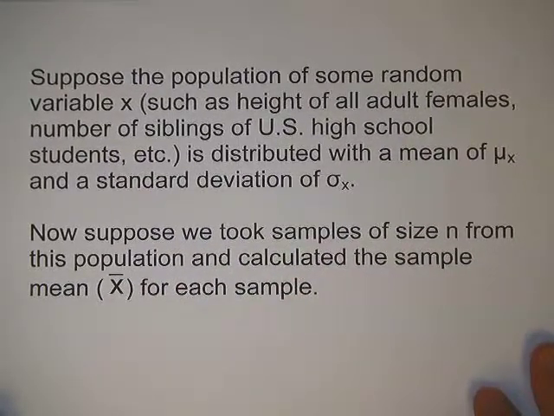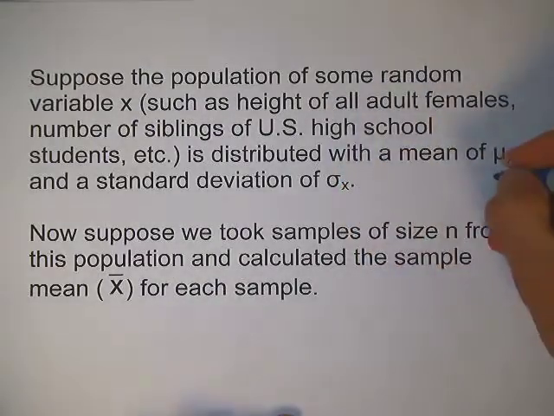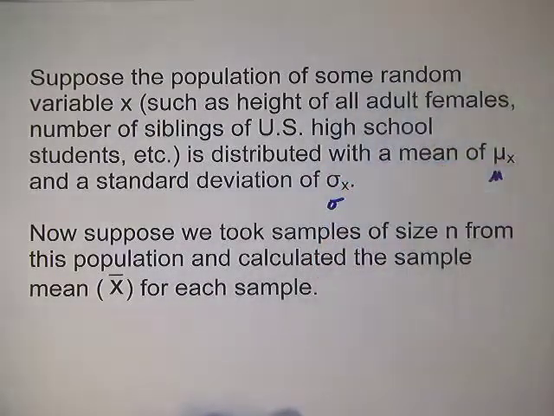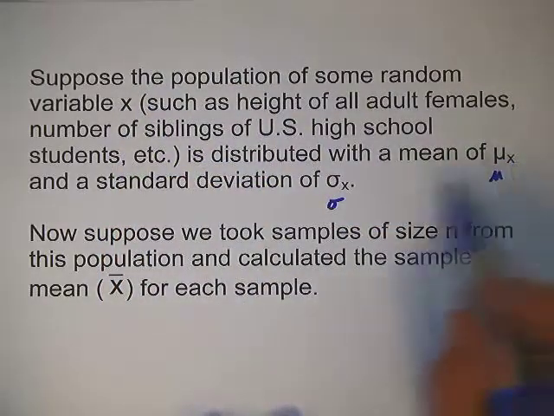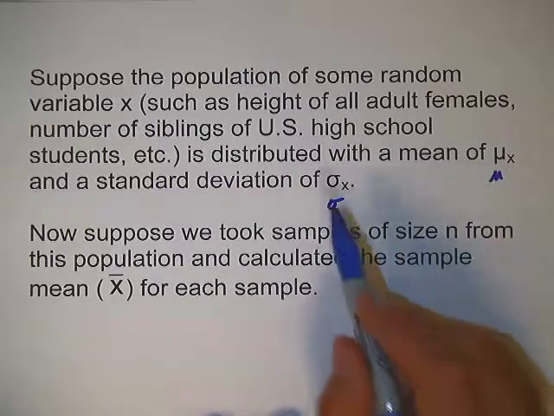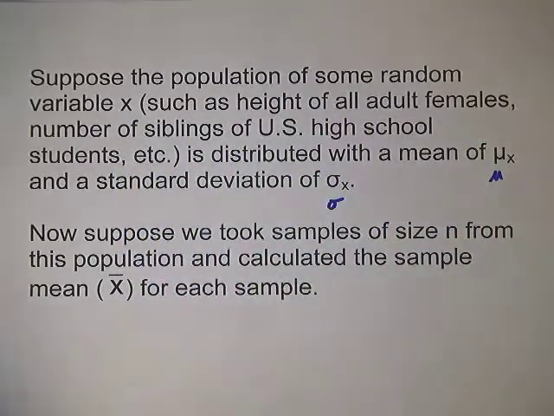So let's suppose that a population of some random variable x, such as the height of all adult females, the number of siblings of U.S. high school students, etc., is distributed with a mean of mu sub x and a standard deviation of sigma sub x. A lot of times you'll see these without the subscripts, just as mu and sigma. Since we defined our variable x here, this just means the average x and standard deviation of x. And these are both population parameters because we're dealing with a population here, not just a sample.